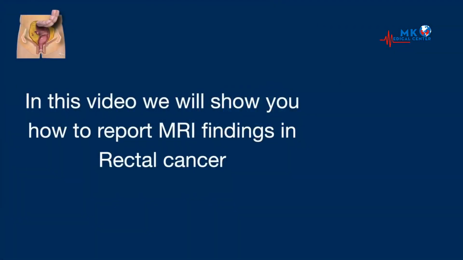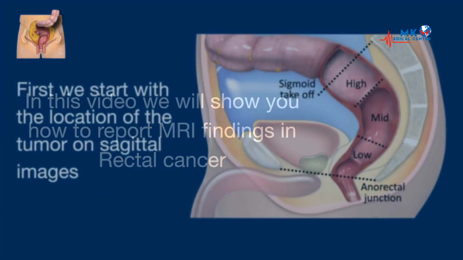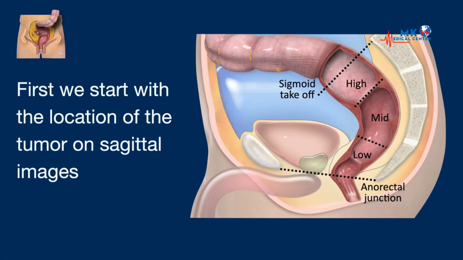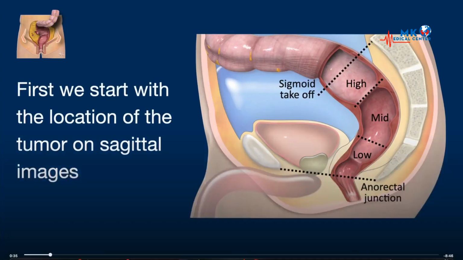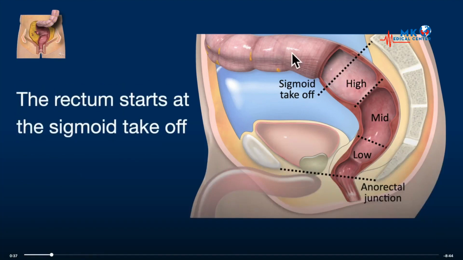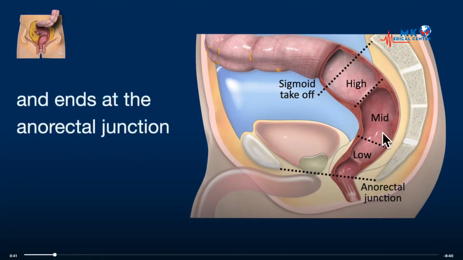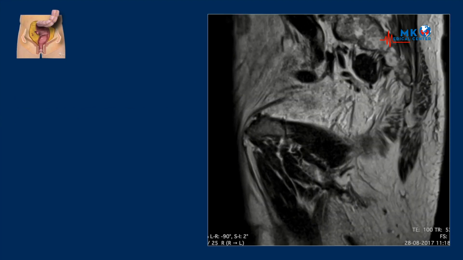In this video we will show you how to report MRI findings in rectal cancer. First we start with the location of the tumor on sagittal images. The rectum starts at the sigmoid takeoff and it ends at the anorectal junction, which is down here. So let's get started.